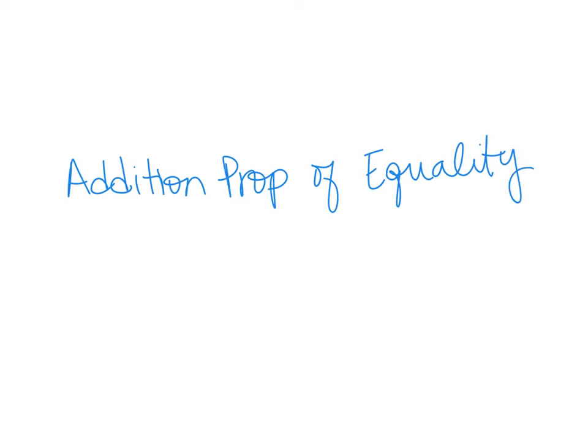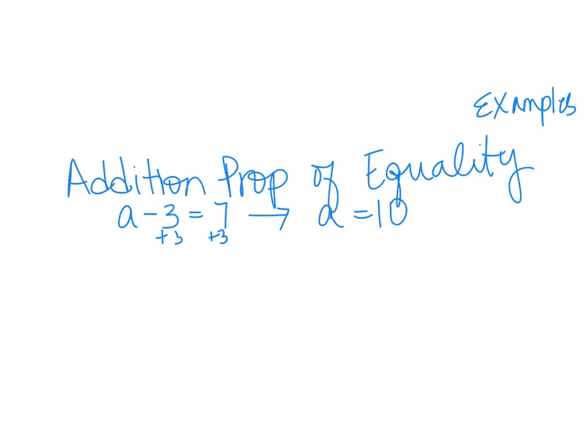So we have the addition property of equality, and I'm going to give you examples because you'll have the chart. So if I have a minus 3 equals 7, I can add 3 to both sides of the equation, and I get a equals 10, and they're still equal, okay?